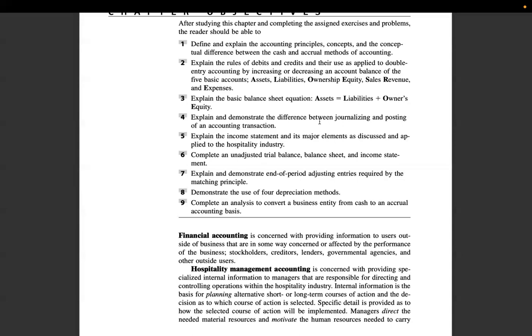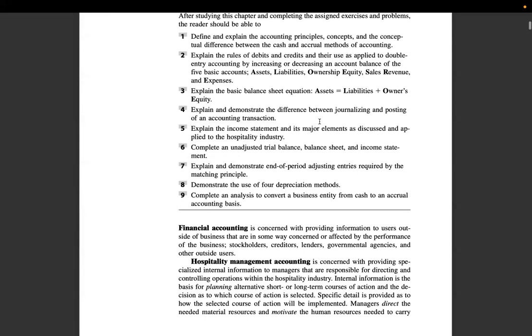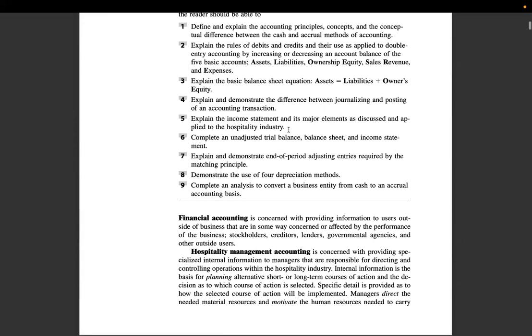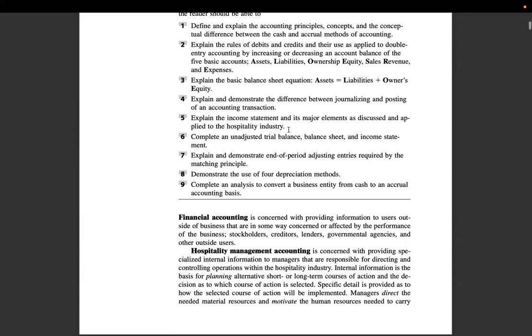Did we? Not too sure. We're talking about the different principles now, am I right? So we're not ending the file. I have a feeling that major elements is referring to those principles, but I could be wrong. Let me see. Point five, we're talking about major elements as discussed and applied in the hospitality industry. Okay, no, that's income statements. So anyway, it doesn't matter. We're just going on with the flow now. We know where we were, right? We finished that.